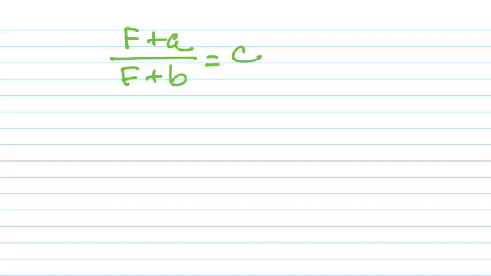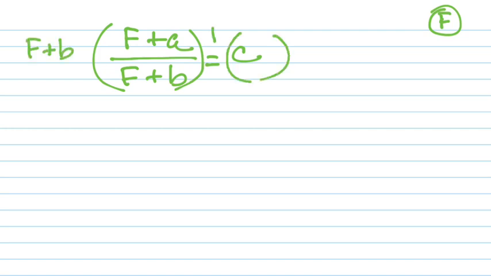Now again, all we're trying to do is get the f by itself. Is it by itself now? No. So we need to first start cleaning this one up. We don't have any brackets, but what do we have? Fractions. So I'm going to multiply by the common denominator, which is f plus b. And if I multiply one side, I have to multiply the other side.